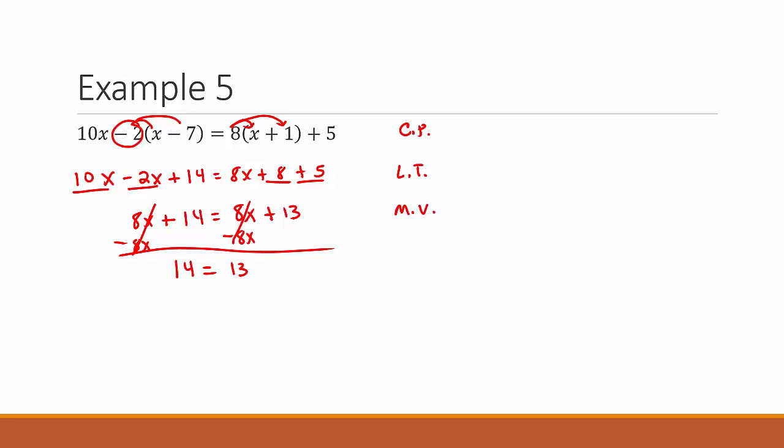So here's another special situation. In this one, the variable terms canceled out. However, the statement that I was left with was not true. 14 is not equal to 13. That's not true. Therefore, there is not anything that I can plug in for the variable x that would make this equation true. So my answer is no solution. 0 with a slash through it means no solution.